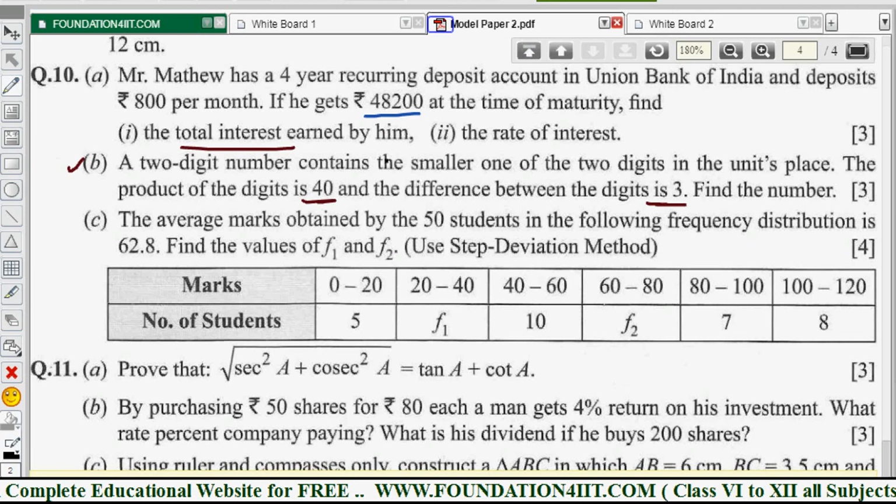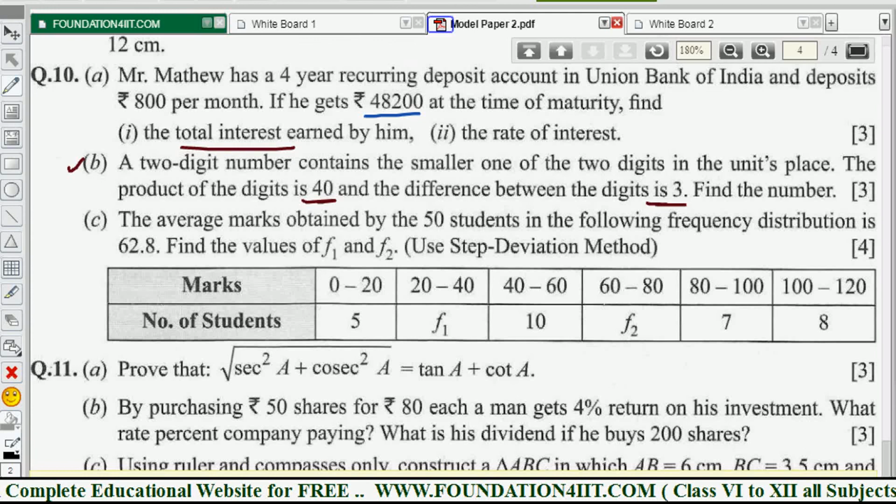So here we need to find the F1, F2 values. The average marks obtained by 50 students in the following frequency distribution is 62.8. Find the value of F1 and F2. So the mean is given, the mean value is 62.8. So use the step deviation method for this table. Let's take the table and use the mean formula to find F1 and F2.